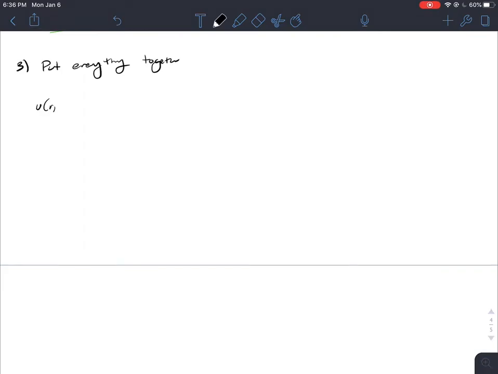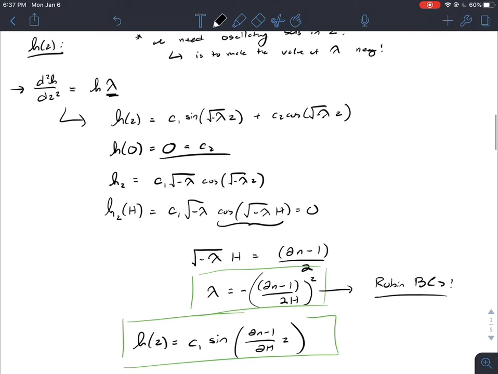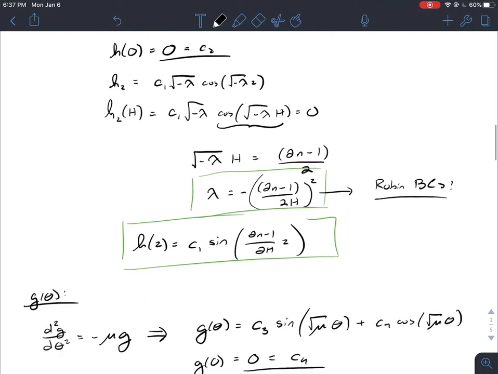Remember that we define u of r, theta, z to be equal to the product of f times g times h. So therefore, u of r, theta, z is going to be equal to whatever we take the products of. So let's take a quick look at what we called h here. So h of z is equal to this differential equation, this solution right here. Let's take a quick look at what the value for n is, and it should be equal to 0, 1 to infinity.